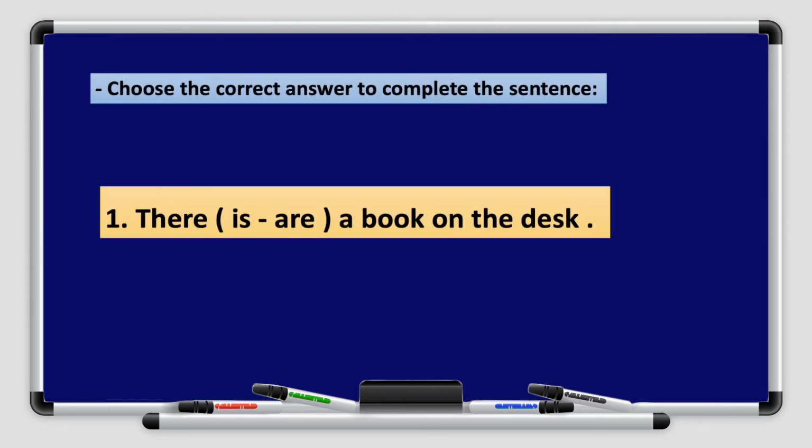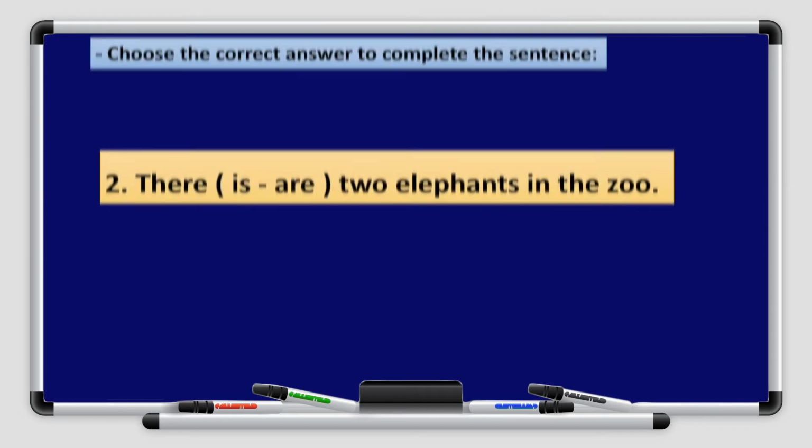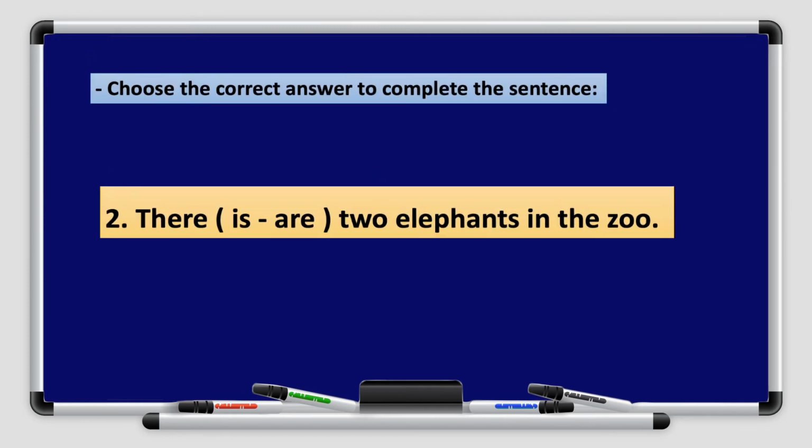Choose the correct answer to complete the sentence. Number 1, there is or there are a book on the desk. What do you think? Look at the noun and check whether it is singular or plural. Good job. There is a book on the desk. Number 2, there is or there are 2 elephants in the zoo. What do you think is the correct answer? Look at the noun. Don't forget to check the noun. Excellent. There are 2 elephants in the zoo.